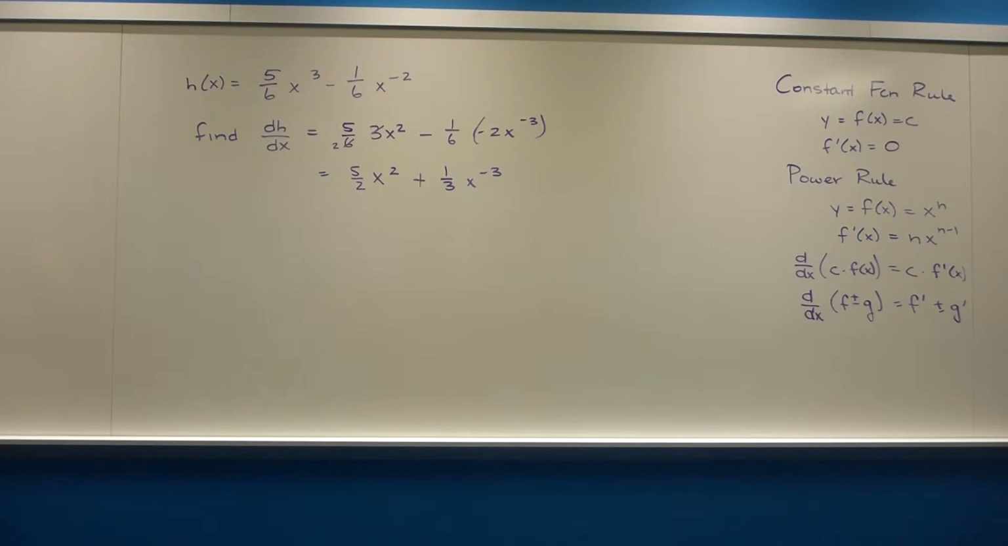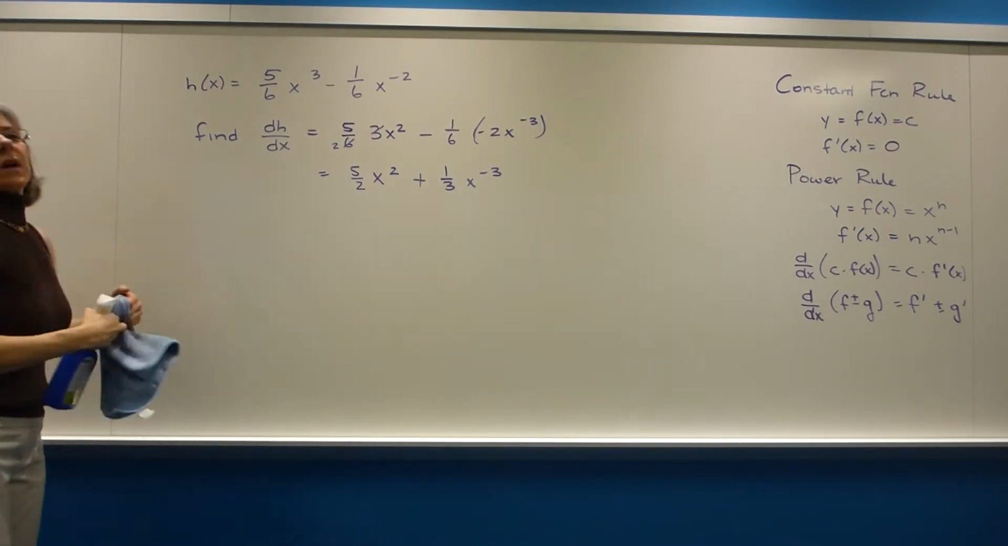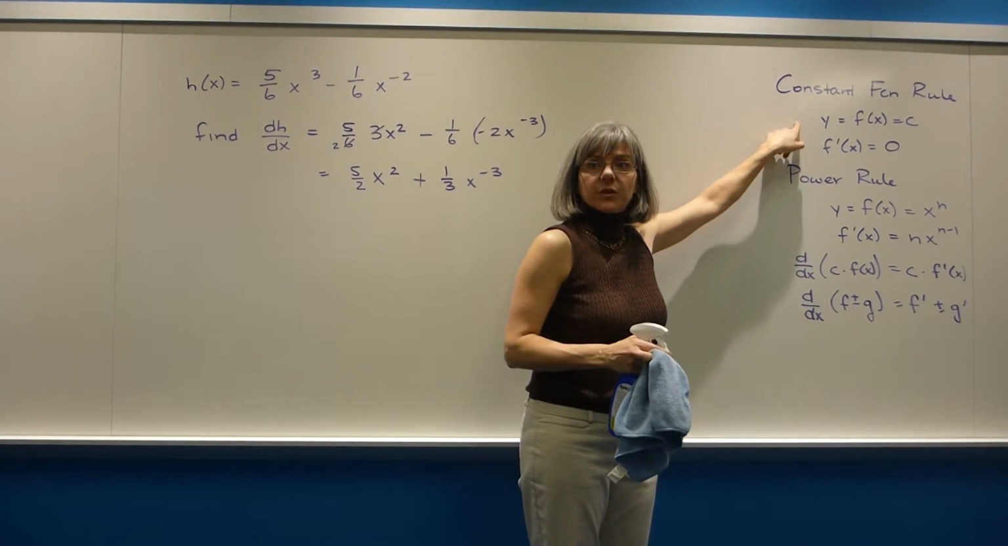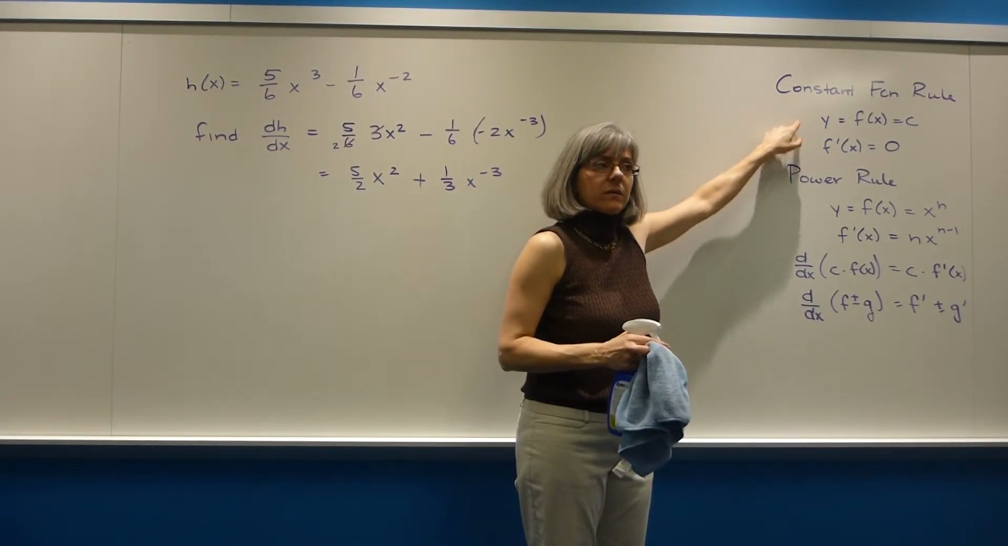All right, so now I'm going to mix everything up. So we've covered the constant rule, which says the derivative of any constant is 0. Any constant anywhere by itself is 0.